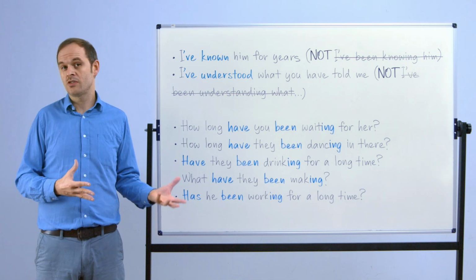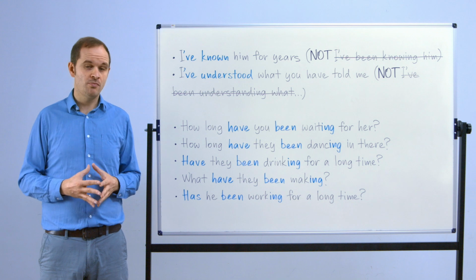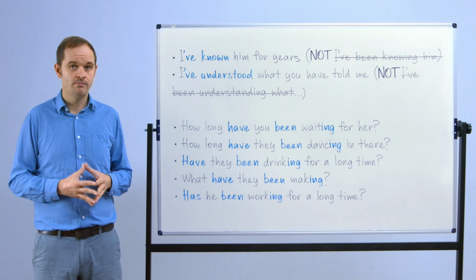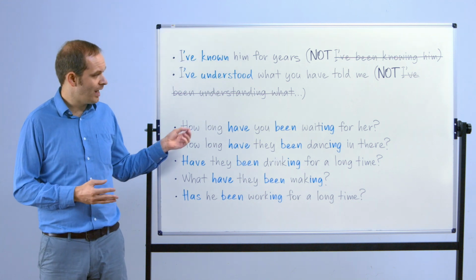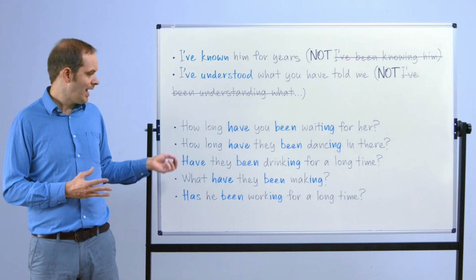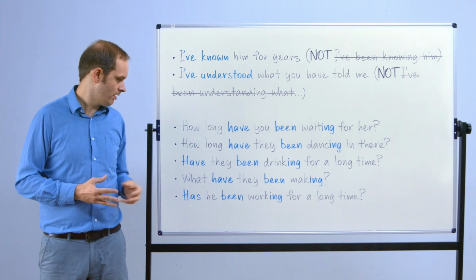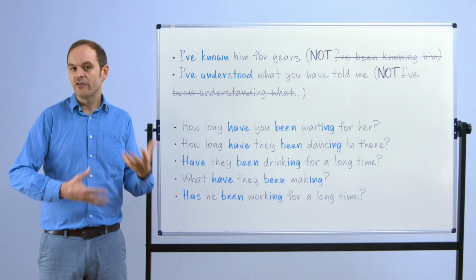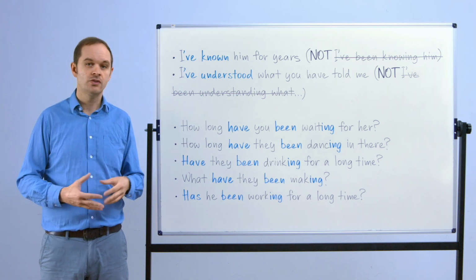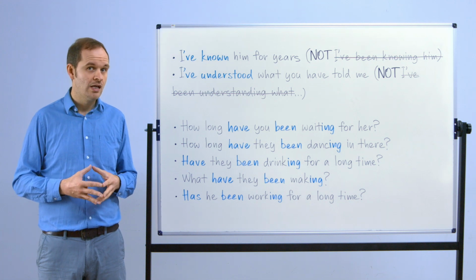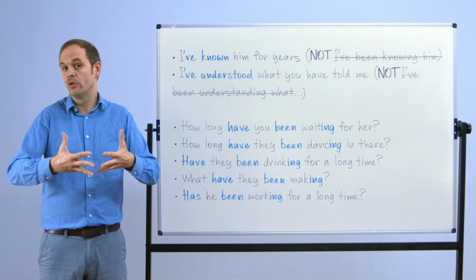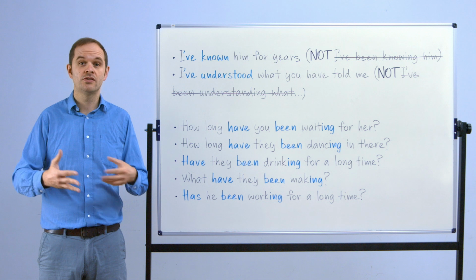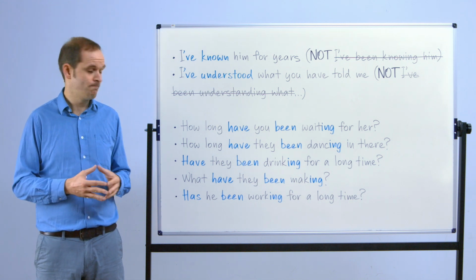Similarly, we can use the present perfect continuous and the present perfect simple in question forms. For example, how long have you been waiting for her? How long have they been dancing in there? And as you can see here, when we've got how long, we would often actually use the present perfect continuous, not the present perfect simple, because what we're asking for is information about the process, the duration of the activity.